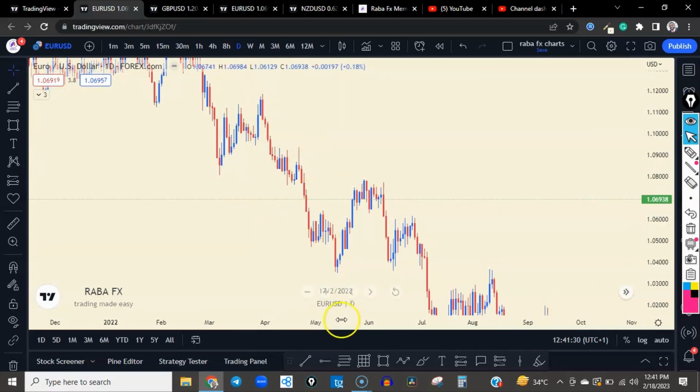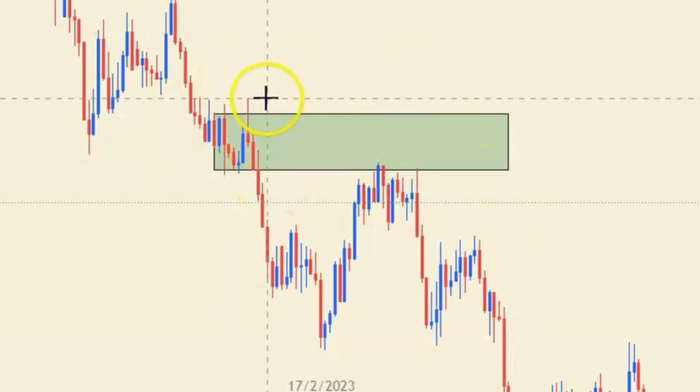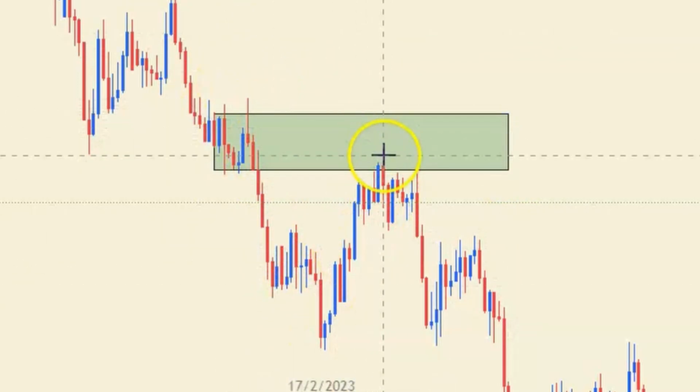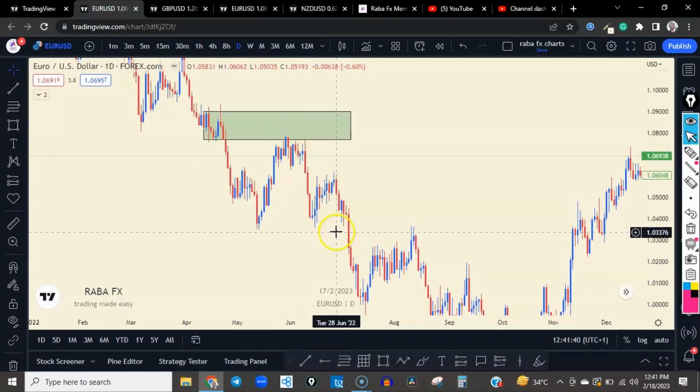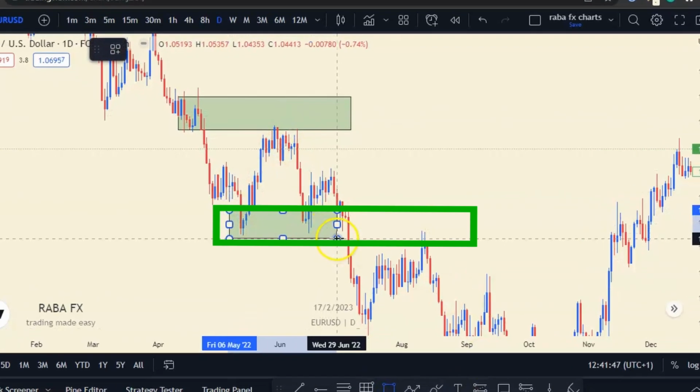Drop, base, drop. Here we have drop, base, drop. So market came back here, you can see a push to the downside here. Now this is drop, base, rally. Drop, base, rally, you can take a trade there.